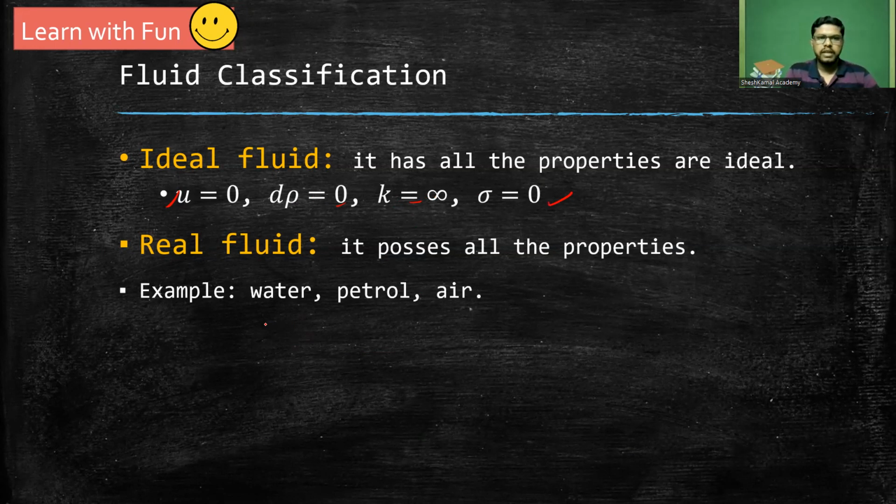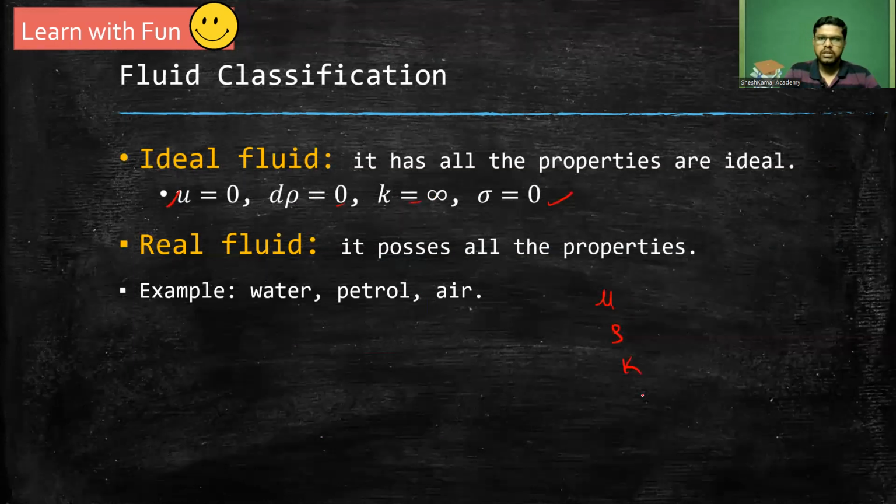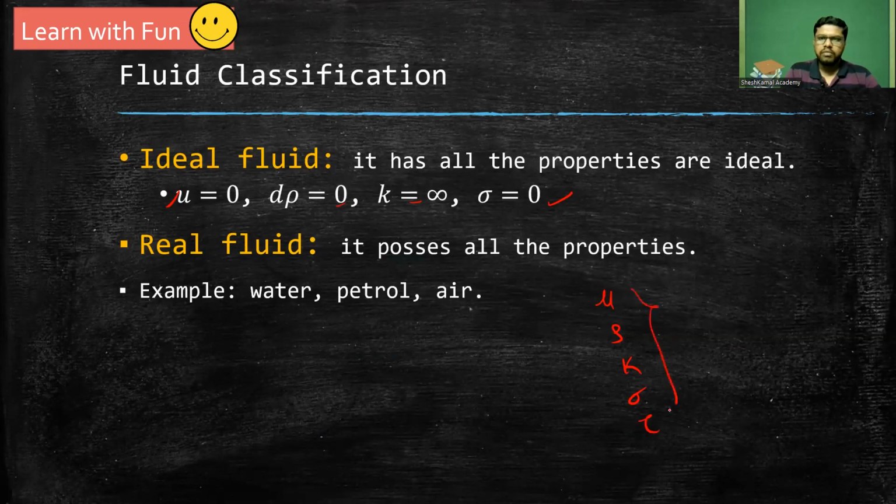Now the next type is a real fluid. The real fluid possesses all the properties. So the fluid which has all properties like viscosity, density, bulk modulus, surface tension, shear stress is called a real fluid. And the examples of real fluid are water, petrol, air. These are some examples I have taken here for the real fluid.